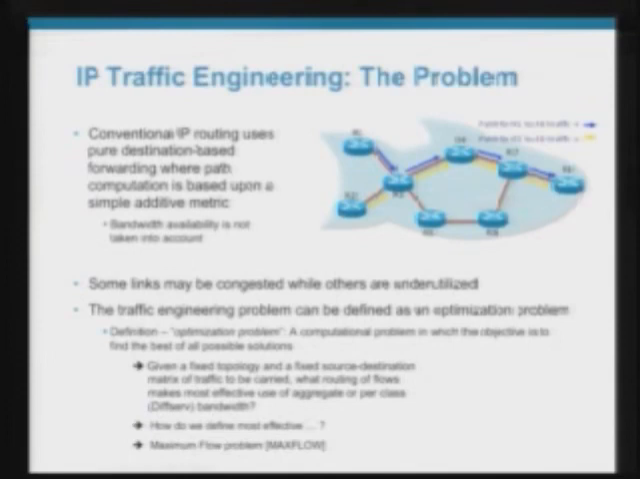Has anyone not seen this picture? Or has everyone seen this picture, I assume, over time? Again, it's the classic picture that says you want to get some traffic from the left-hand side to the right-hand side. The shortest path is across the northern path. And you find yourself getting congested. You do want to utilize the southern route, but how do you do it?